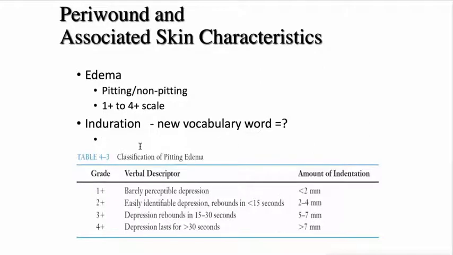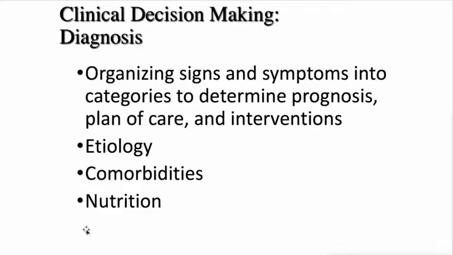Here are some ways to document the peri-wound area. You want to look at edema. Is it pitting or non-pitting? And use the scale. Is there induration? So in other words, accumulation of fluid. It's kind of like a hardness. So here is a classification of pitting edema, in terms of time and then in terms of the indentation. Those are both important to note and grade.